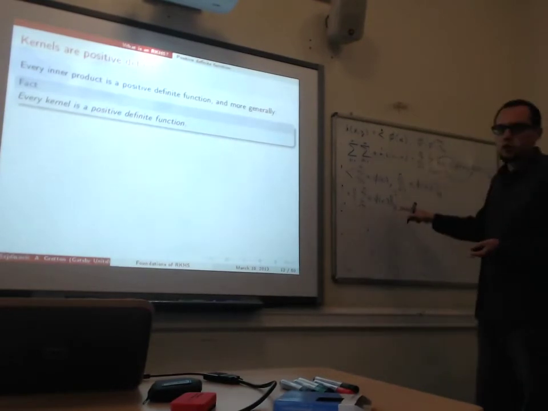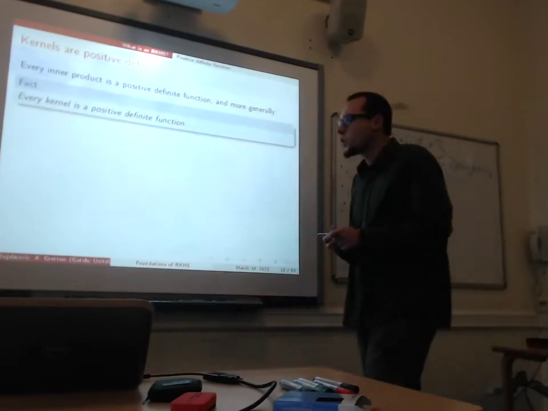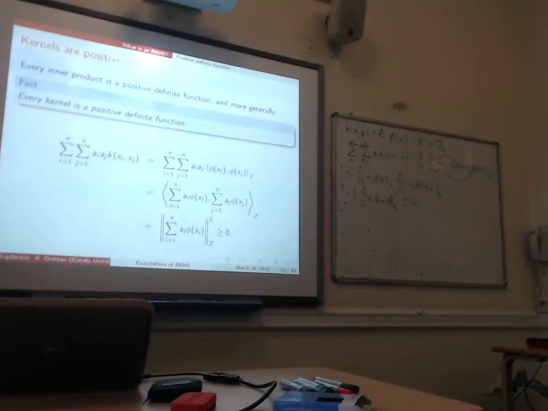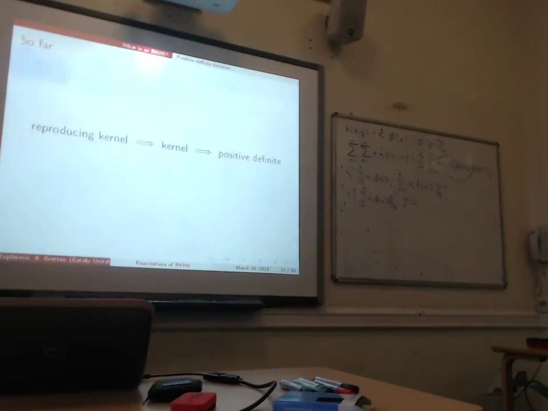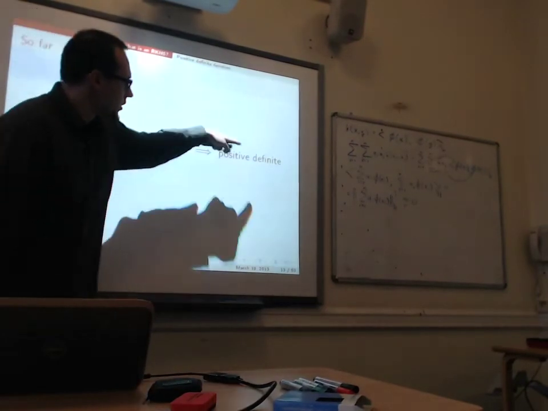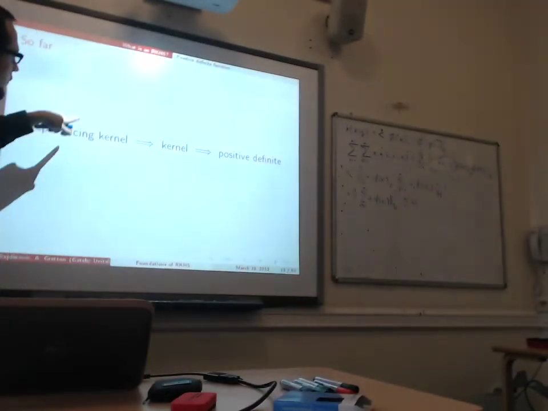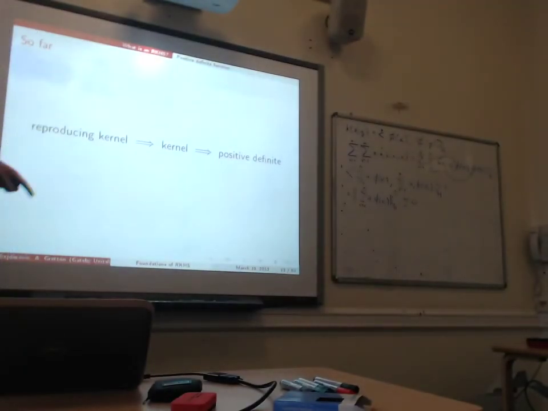And the norm is always non-negative, so this is always non-negative. So therefore, every kernel is a positive definite function. That's just the proof. Okay, so we've shown every reproducing kernel is a kernel, every kernel is a positive definite function. So we just need to show that every positive definite function is a reproducing kernel to complete the loop. Yes? So that's what we're asking.